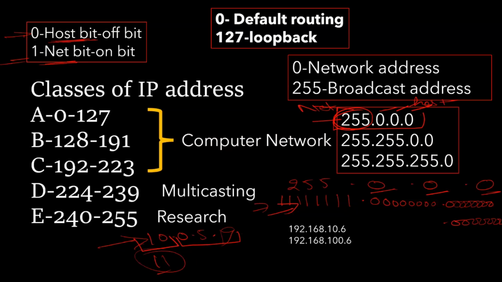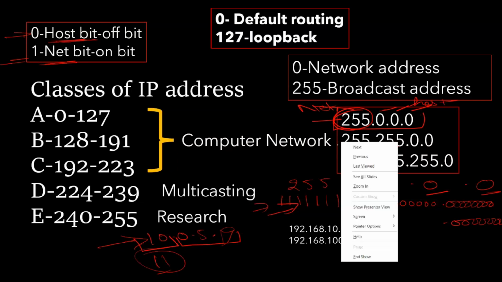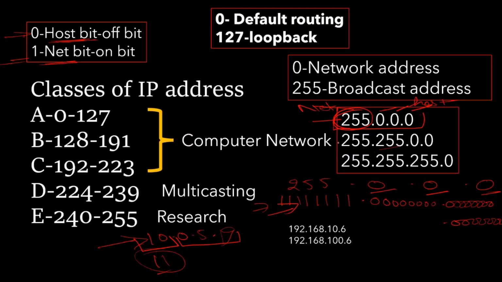For class B, it is the same thing. In class B, we have 255.255 available in the first and second parts. That means the first and second parts are for the network, and the last two parts are for the host. Suppose I write one IP of class B, 172.16.5.9. This is a class B IP address, and for class B we have this subnet mask.